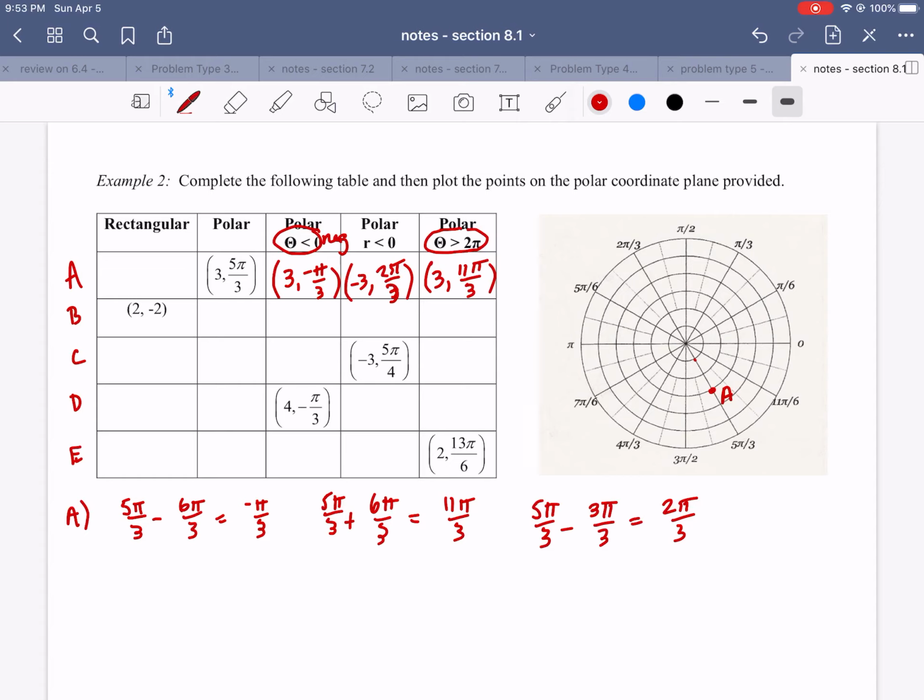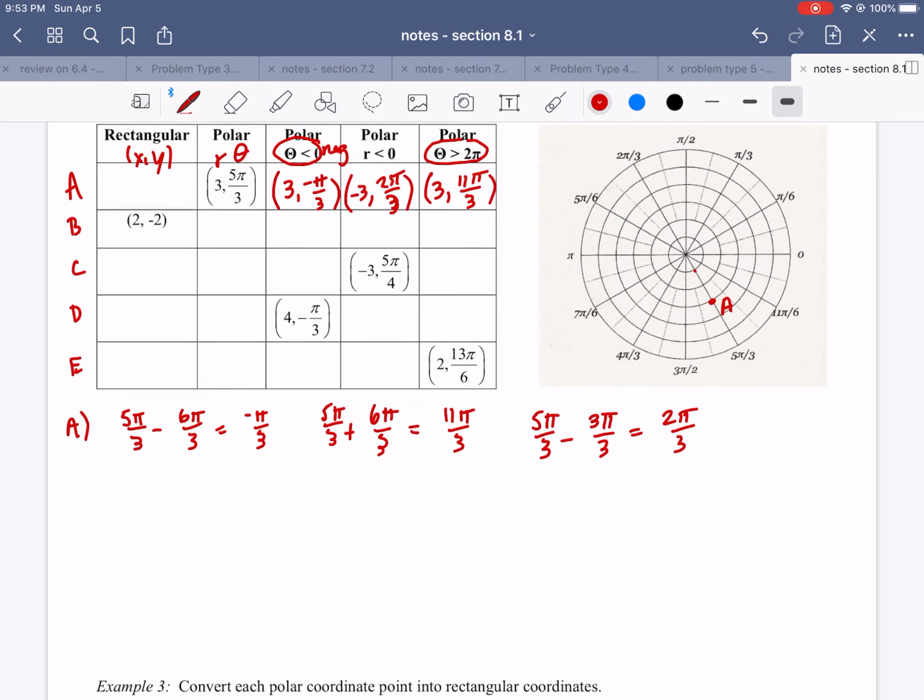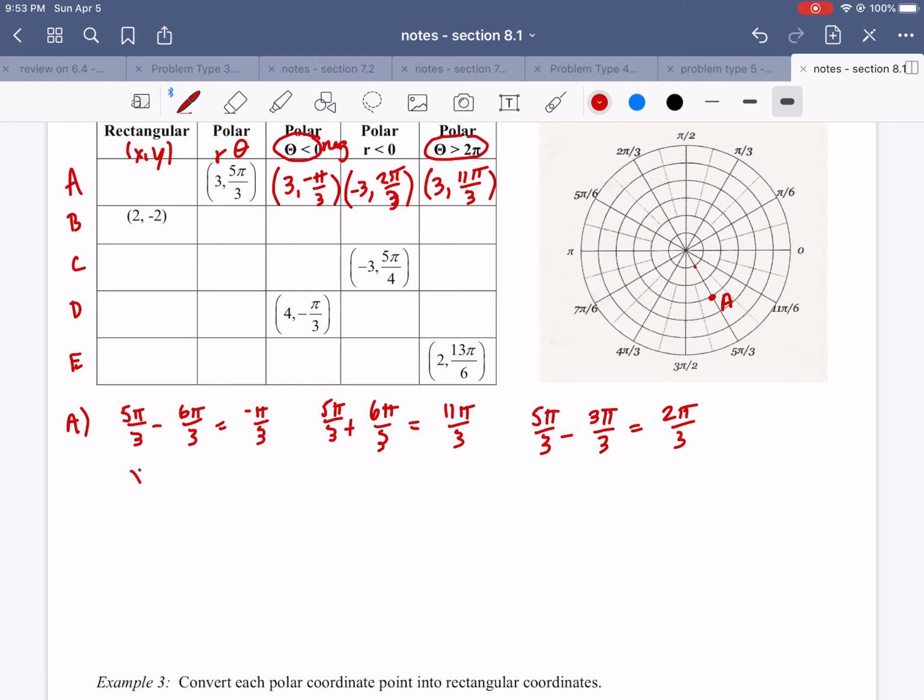And so, again, what are we given? We're given an r, and we're given a theta, and we want to get to an x and a y. So these rectangular coordinates are going to be in terms of x and y. And what do I know from the previous page? I know that x is equal to r cosine theta. And so this is going to equal r, which is 3, times cosine of theta, which is 5 pi over 3. Cosine of 5 pi over 3 is positive 1/2, and so 3 times 1/2 is going to give me an x-coordinate of 3/2.